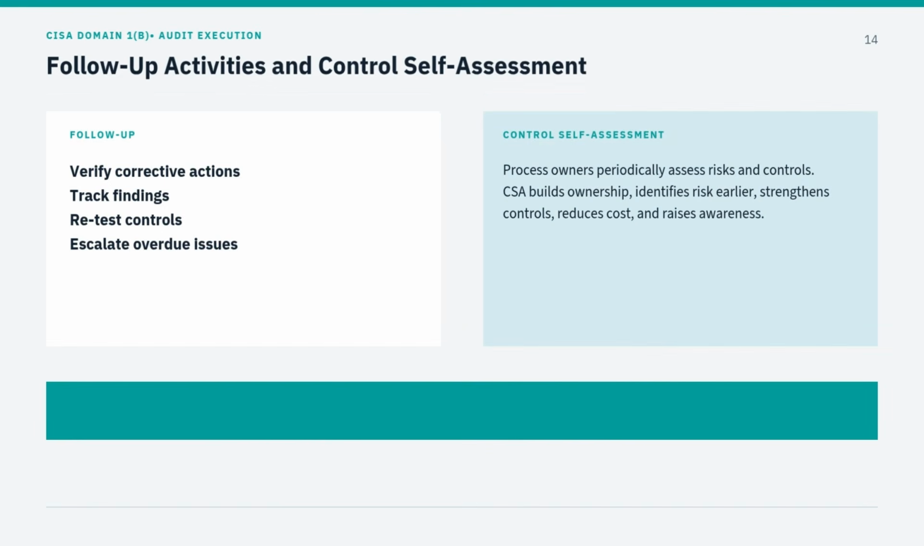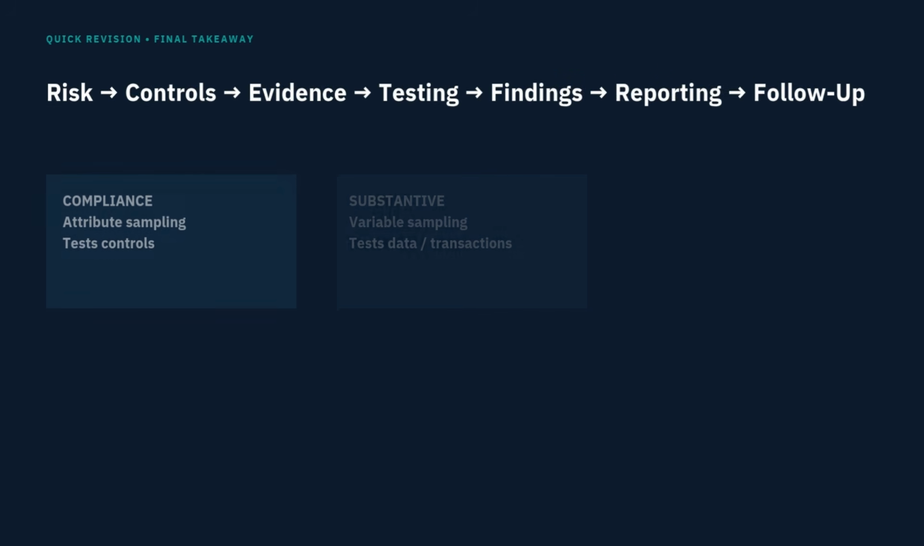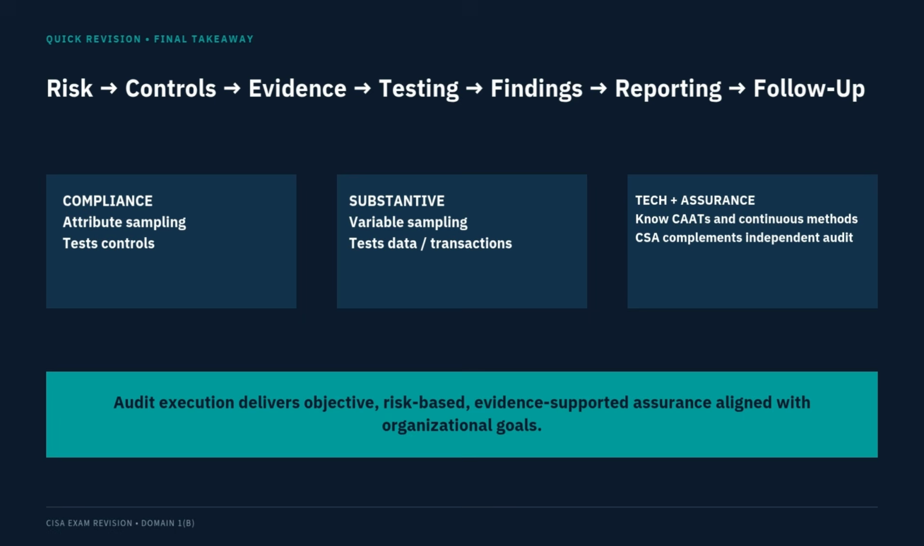Now, the follow-up and CSA. Follow-up confirms whether management has actually addressed reported issues. Auditors track findings, verify corrective actions, retest controls, and escalate overdue matters. Control self-assessment builds strength, ownership, and awareness. But remember, control self-assessment complements independent audit. It doesn't replace independent assurance.